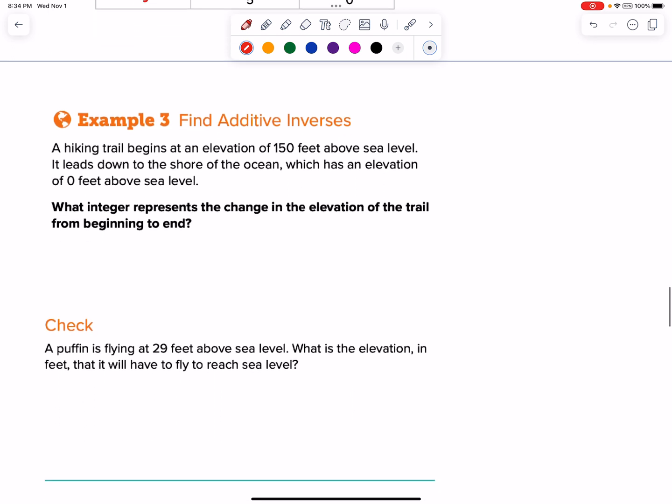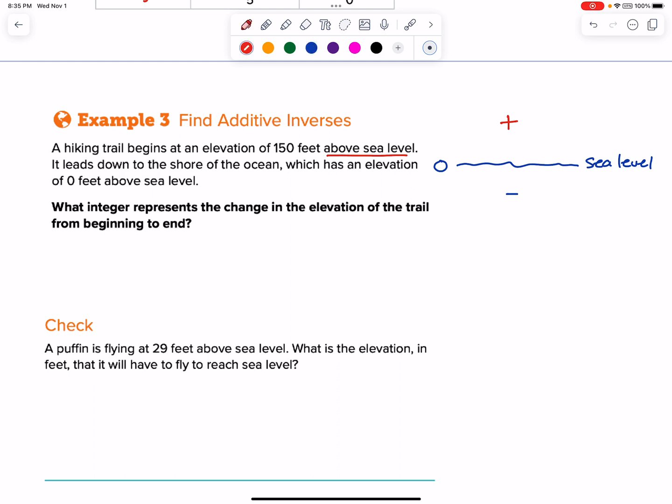Okay. All right. So let's go ahead and find some additive inverses. For example, 3. We have a trail beginning at an elevation of 150 feet above sea level. This is going to be a common phrase. I want you to sort of picture this as sea level. Okay. And sea level is always going to be 0. Okay. So anything above sea level is positive. Anything below sea level is negative. So that'll be just a good visual to keep in mind.